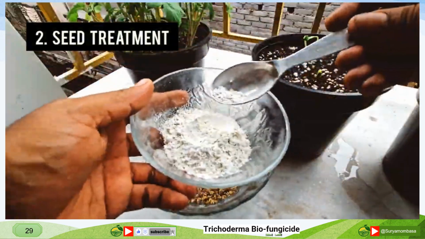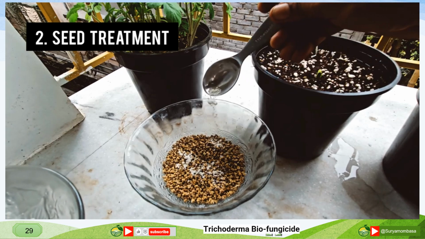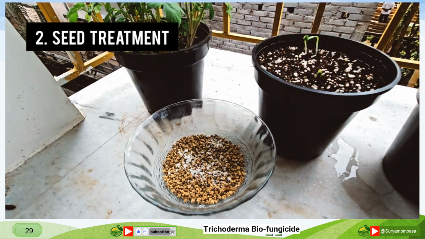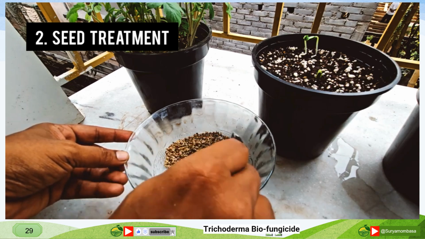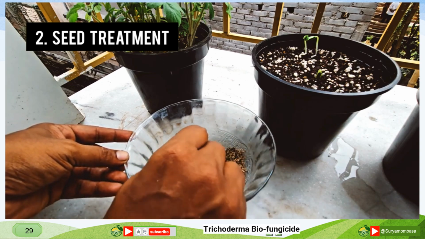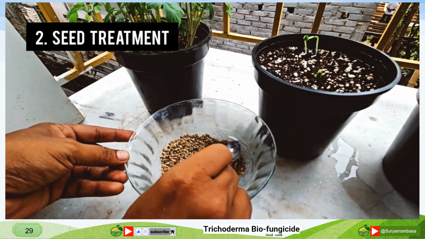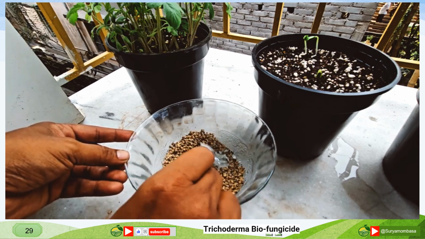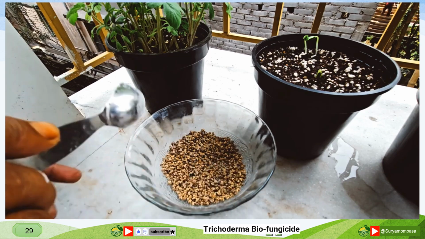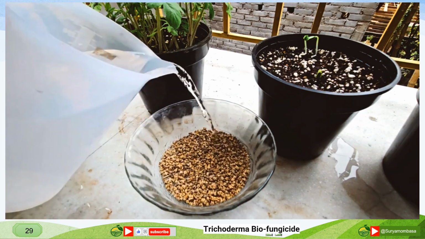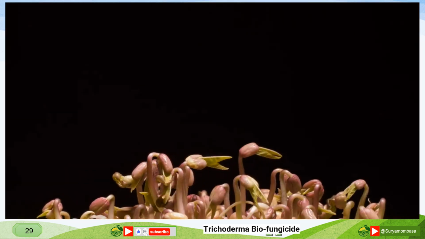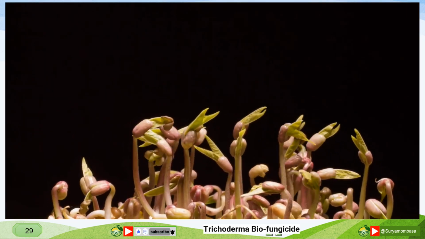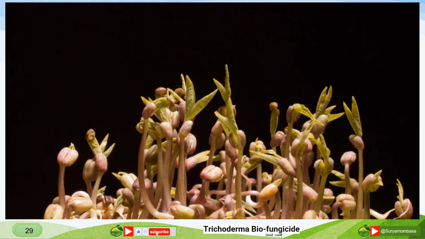Number 2 is to use it for seed treatment. Before sowing the seed, mix 1 gram of Trichoderma with 50 to 100 grams of seeds. Note that such seeds should not be chemically treated. In some seeds, you can find a colorful chemical coating. In such cases, mixing Trichoderma won't be effective. Ensure that the seeds are untreated and organic. You can mix water with it and soak the seeds overnight before sowing. It will increase the germination rate as well as prevent the seedlings from damping off or root rot.